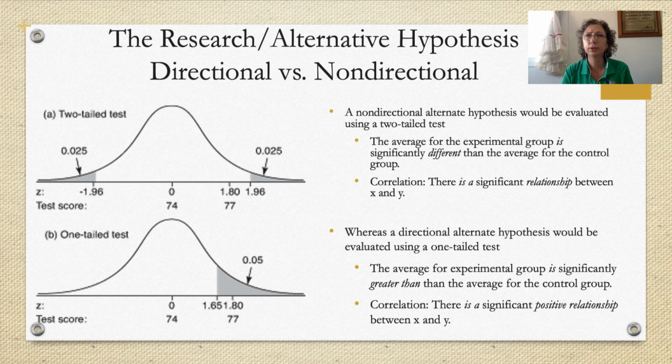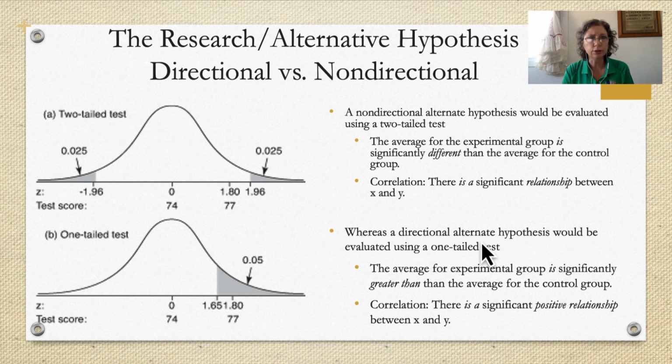If you were running a correlation test, you have the same situation: it could be a non-directional hypothesis. That's when you're saying that there is a significant relationship between those variables, but you're not saying if it's positive or negative. You're not giving a direction to it. So that would be a non-directional alternative hypothesis, which uses a two-tailed test.